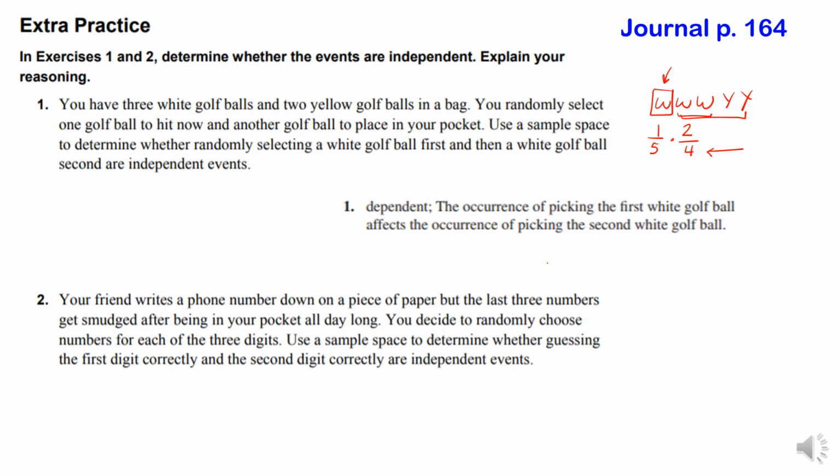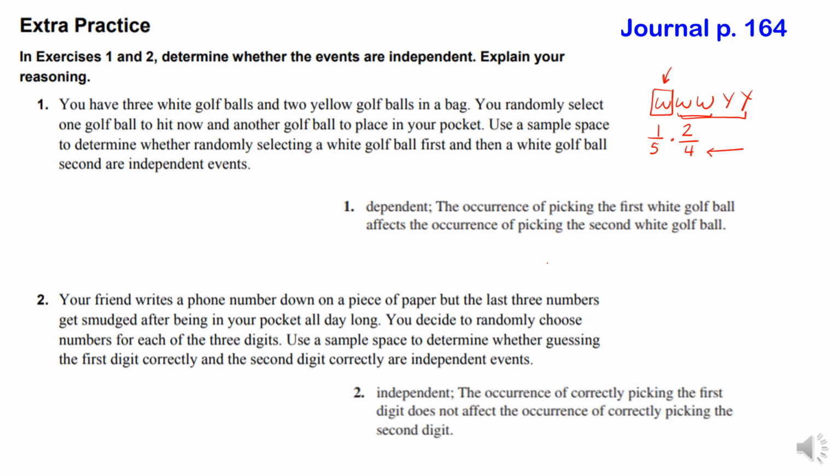Your friend writes a phone number down on a piece of paper, but the last 3 numbers get smudged after being in your pocket all day. You decide to randomly choose numbers for each of the 3 digits. So you're choosing numbers. You could choose 1, 2, 3, 3, 4, 5, 1, 1, 1, and it doesn't matter what number you choose first, that's not going to affect the second number. You can choose randomly each time. So since each number you choose is not dependent on the number you chose first, this would be independent. Okay? So look at the explanation here, and that will help you understand how to do these choices independently.